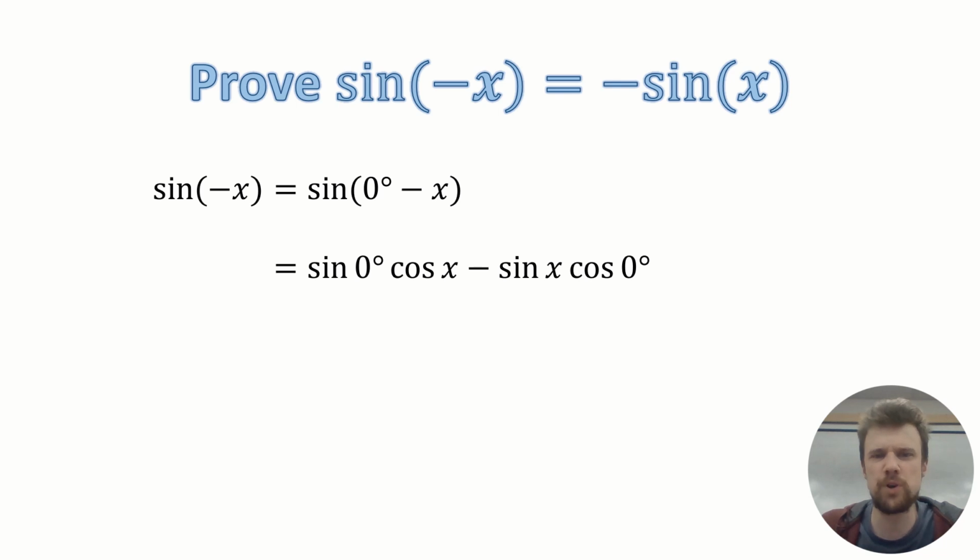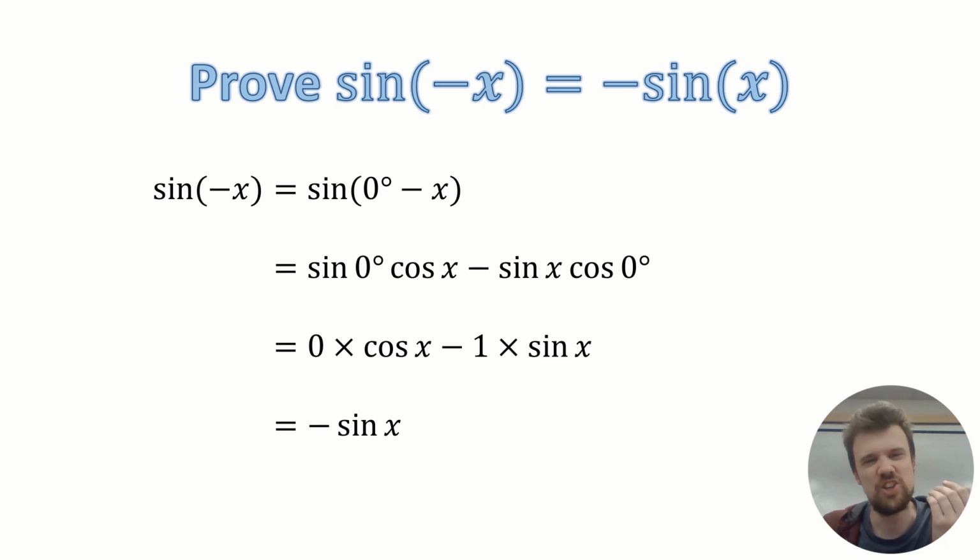And that's great because sine of 0 has a value. Sine of 0 is 0 and cos of 0 is 1. So if we replace those two things with the value that they are, then we get this. And of course, that is just going to simplify, funny enough, to minus sine of x. So there you go, first property proven.